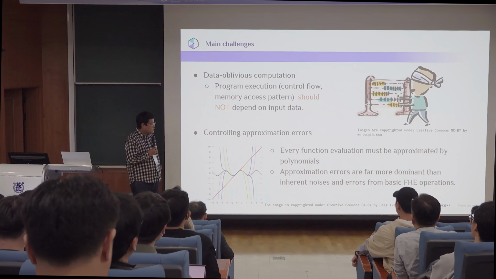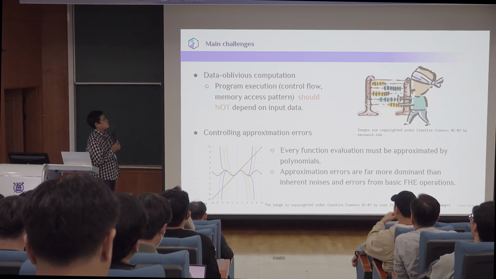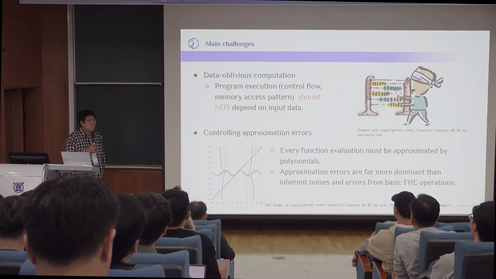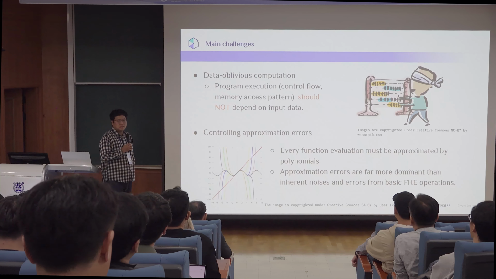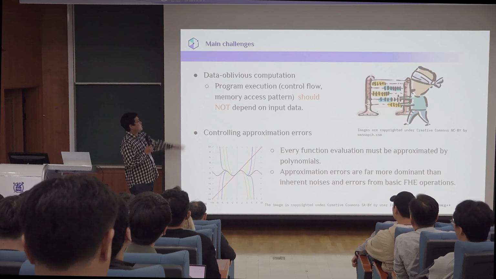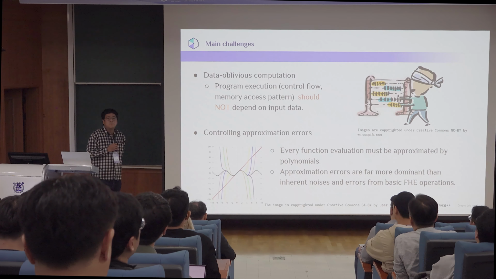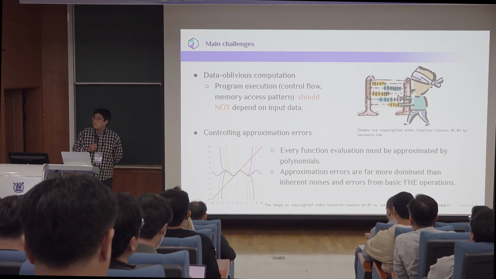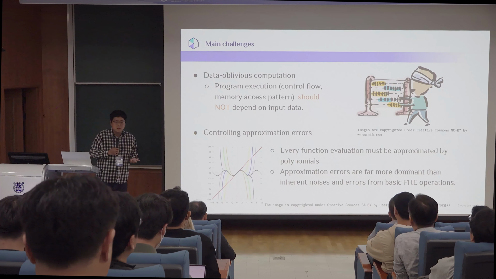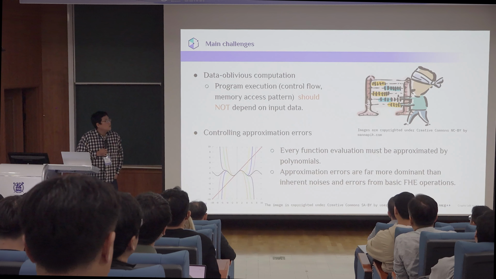First and foremost, the most important thing is that we are doing data oblivious computation. This means that the program execution should not depend on the input data, of course because we are mainly doing everything in an encrypted manner.